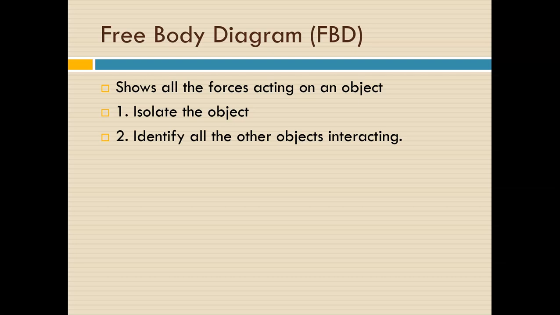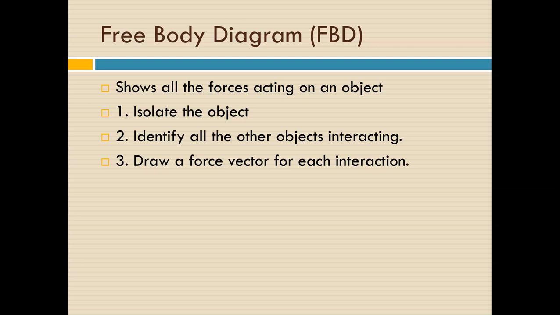Let's jump into this. Isolate the object of interest. Identify all the other objects that are interacting with that object. Draw a force vector to represent each of those interactions. You draw it from the object of interest in the direction of the force. Make the length proportional to the magnitude of the force. Now, you may not know what the magnitude of the force is, but you can possibly estimate how long it is compared to other forces.